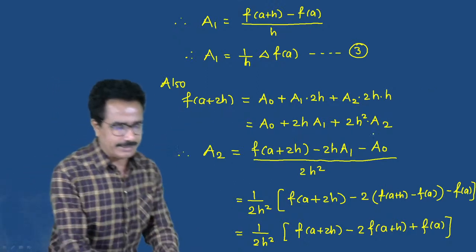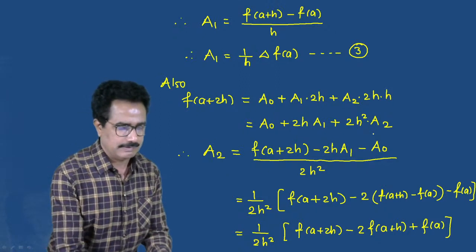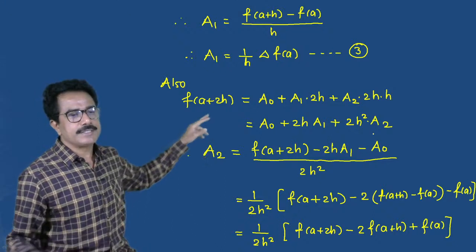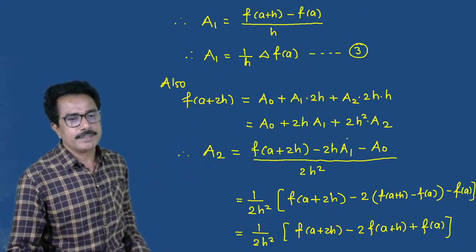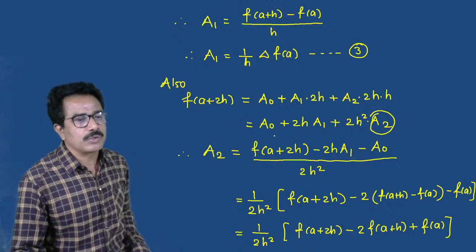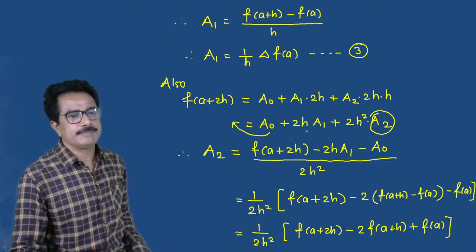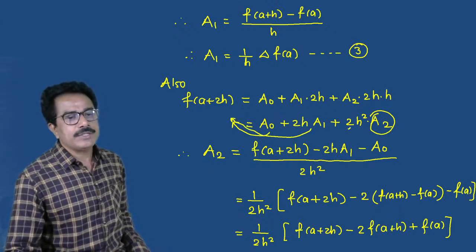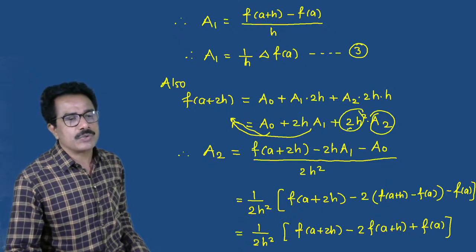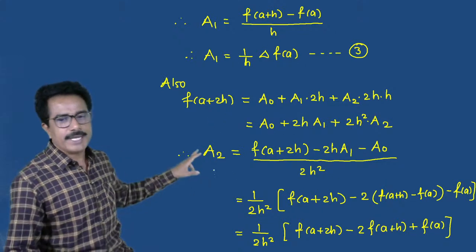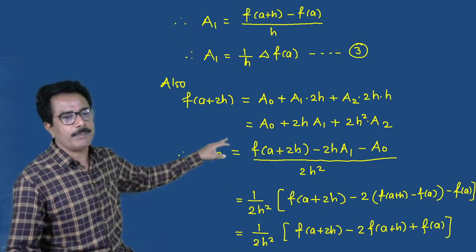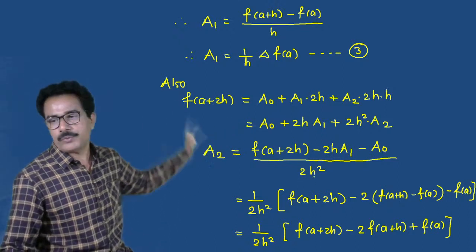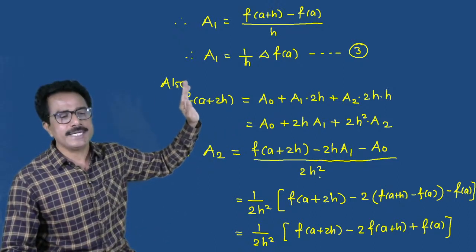So we can write this as, ओके, so we can write this size A2. आता A2 काढायचे ना. So we have to calculate A2. So transfer this A0 on left side, 2H into A1 on left side, and 2H square which is in multiplication, so it is in the division. So we get A2 is equals to f of A plus 2h minus 2h into A1 minus A0 divided by 2h square. Okay, do you understand this?